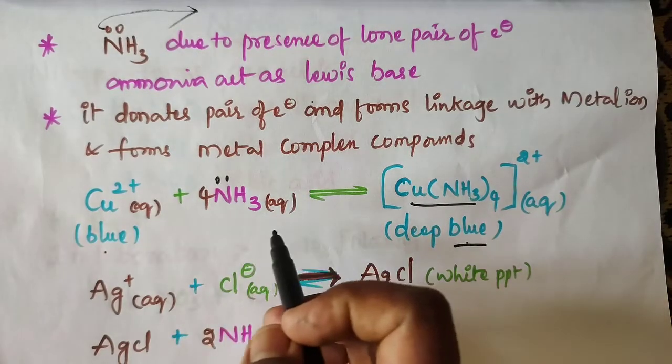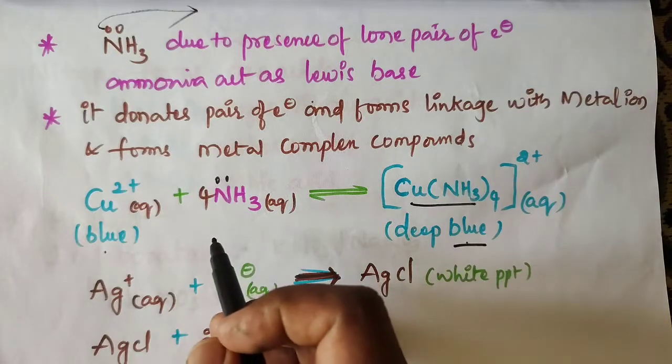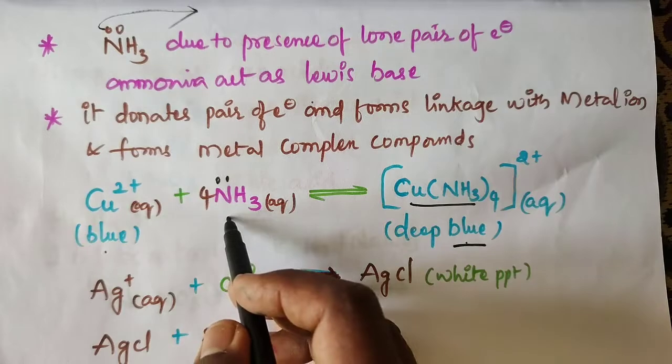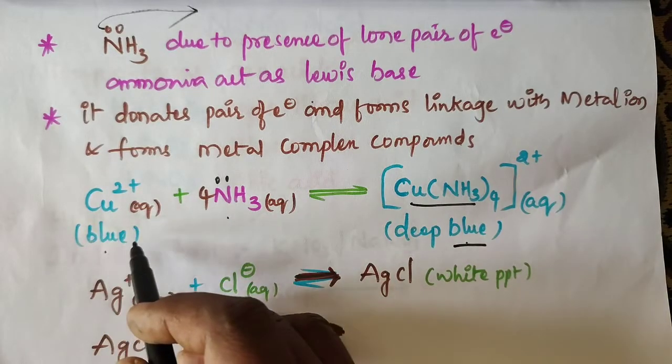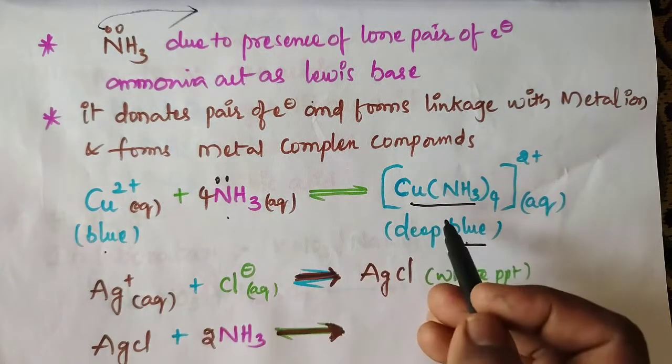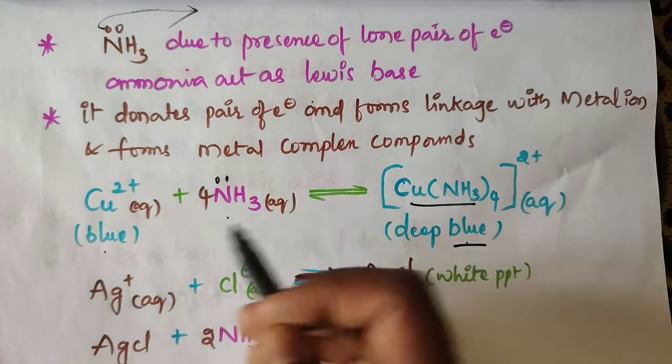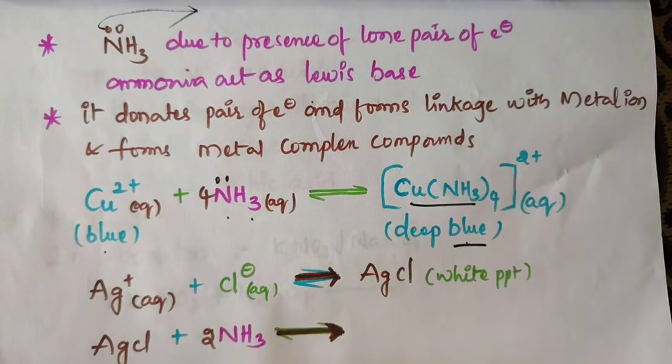By following this reaction, it is easy to detect metal ions. Metal ions are detected by using ammonia. Actually copper plus 2 is blue color. By using ammonia, a deep blue color appears after the reaction. So we observe that copper is detected by using ammonia.